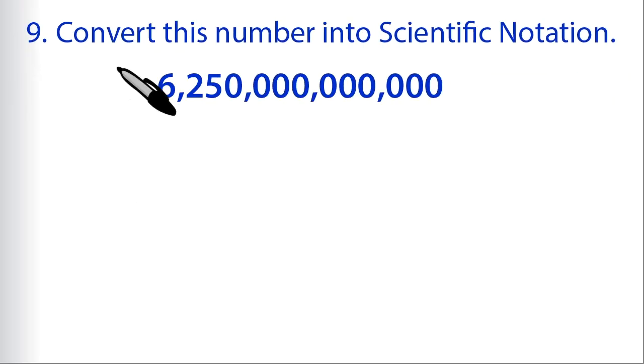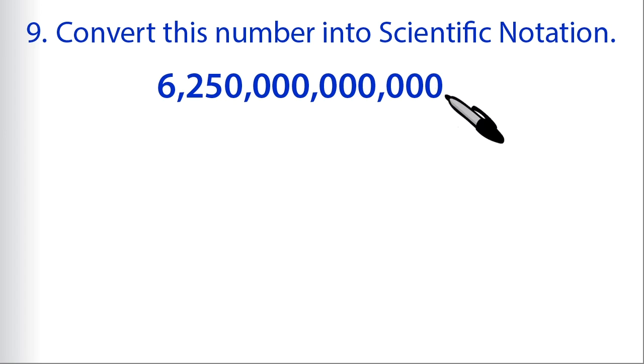For problem 9, we're told to convert this number into scientific notation, and we're given this big number here. It's not real obvious how to say it, but let's see. This first group of 3 gets us up to thousands, these gets us up to millions, and then billions, and these get us up to trillions, so it's 6,250,000,000,000,000,000. This number here we need to convert into scientific notation.